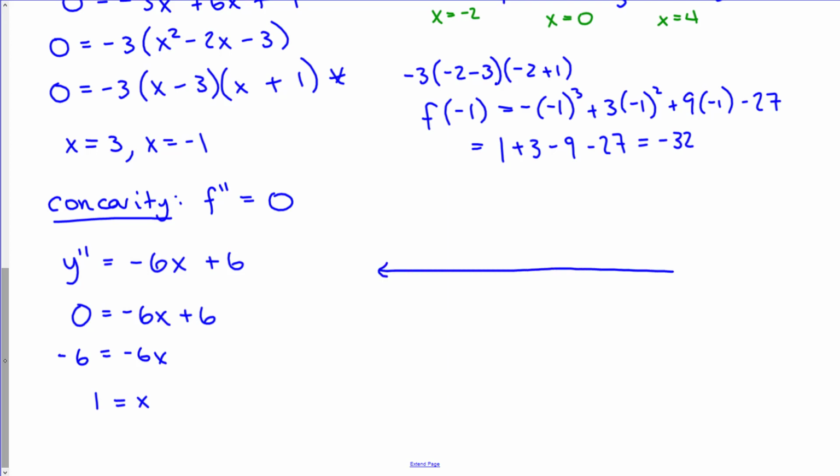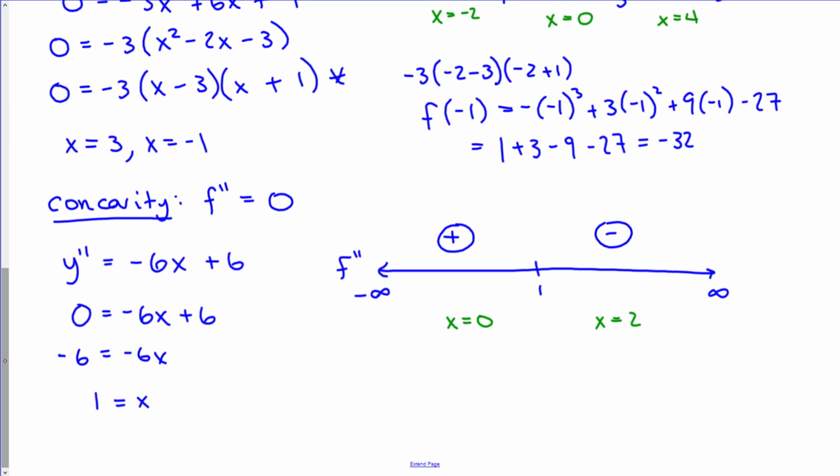And we need to know the intervals for where this function is concave up and concave down. There's only one point where it changes. So on this interval from negative infinity to 1, we could test 0, and on the interval from 1 to infinity, we could test 2. We're just plugging into the second derivative here. So if I plug into the second derivative, negative 6 times 0 plus 6 is 6, which is a positive number. And then 2 will be negative 6 times 2, which is negative 12, plus 6, which is a negative number.